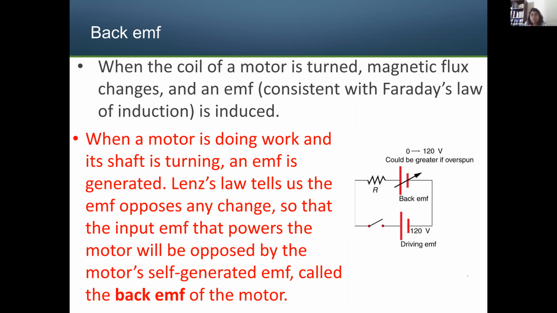It is something you are not doing externally, but something that happens because of the existing current. We call it the back EMF of the motor. It is a self-generated EMF that will oppose the motor power, basically back EMF.